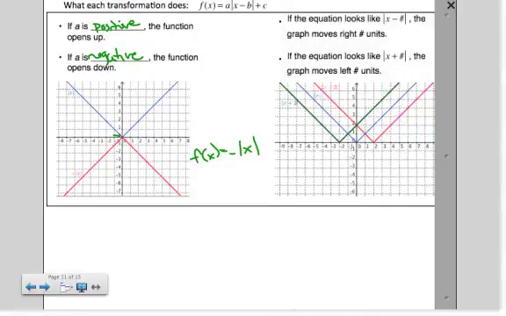Okay. If the equation looks like the absolute value of x minus some number, then the graph moves right that number of units. Okay, so here, it looks like minus a number, so you'd expect it to go back that way, or to the left. Instead, if you subtract a number, it moves to the right. Okay, so x minus 2 is actually going to be shifted right 2 units. If the equation looks like x plus a number, then the graph moves left 2 units. Okay, so the absolute value of x plus 2 is moved left 2 units.